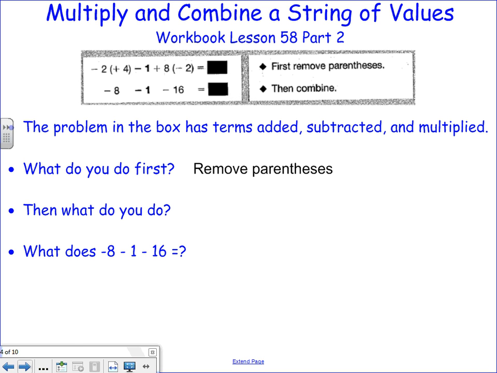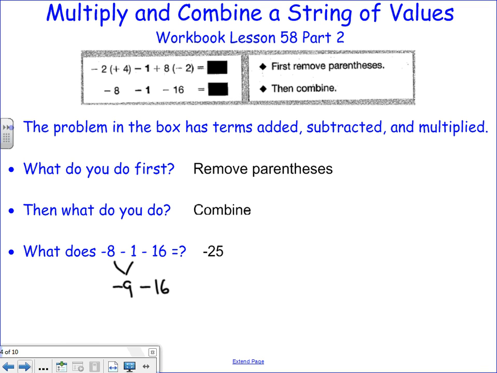Once we remove the parentheses, and once we multiply to remove the parentheses, the next thing you can do is go ahead and combine things. Add or subtract them, whichever it happens to be. Okay, and then when you're combining, you're just going to do that in order. So for this problem, we would take -8 minus 1. -8 minus 1 would give us -9. And then we're going to take that minus 16. Well, -9 minus 16, that is going to give you -25.